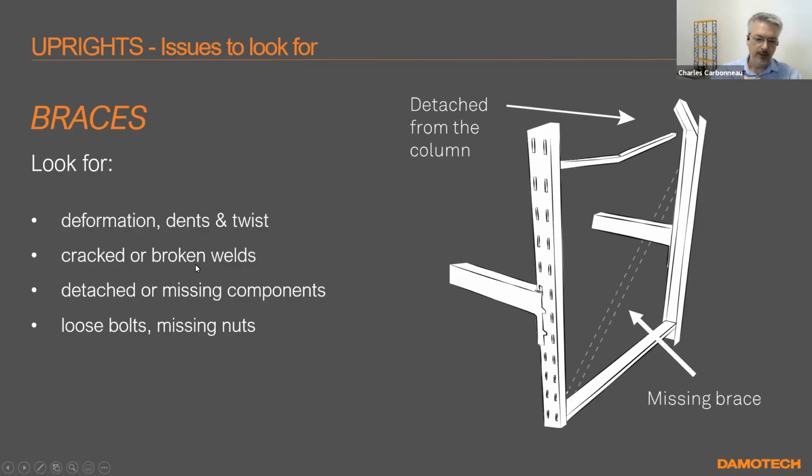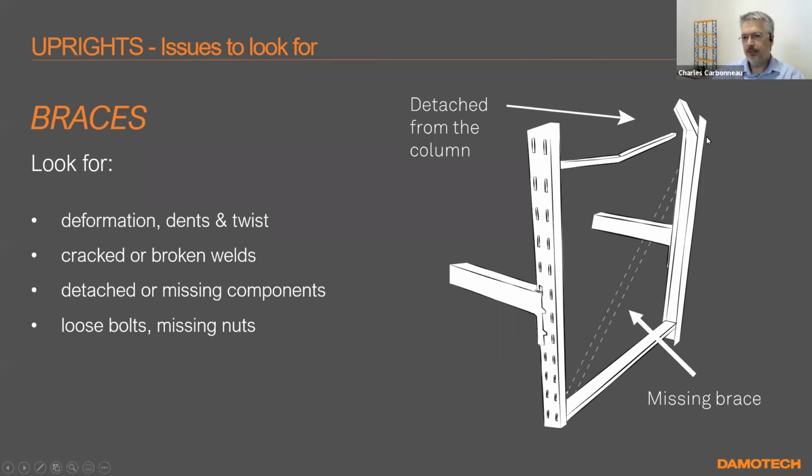In North America, the majority of racks are welded racks. So the bracings are welded to the columns, and you might see a little black line in the paint that may indicate a broken weld. You got to watch for those. Detached or missing component, that's what we're expressing here on the left.